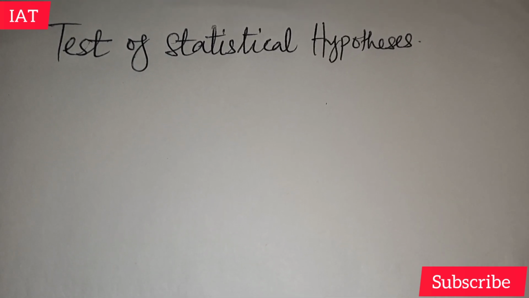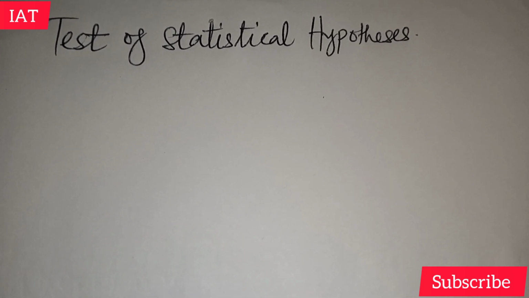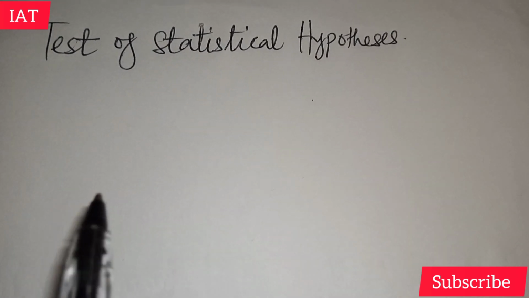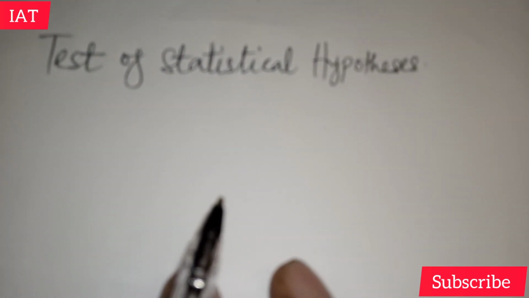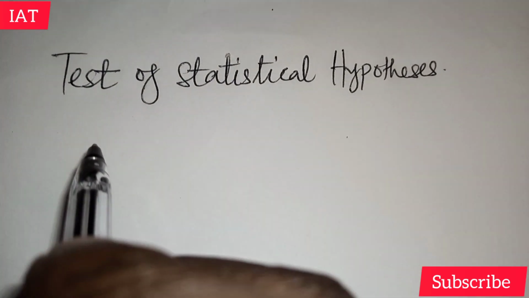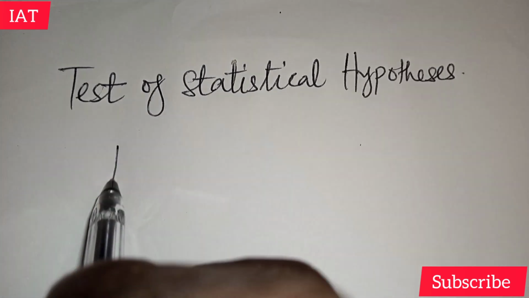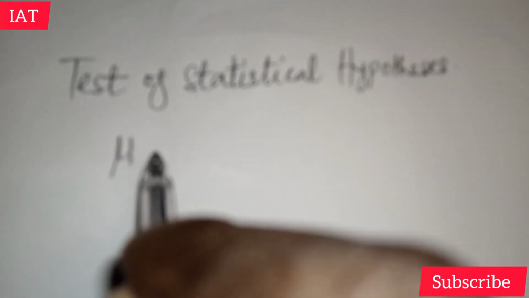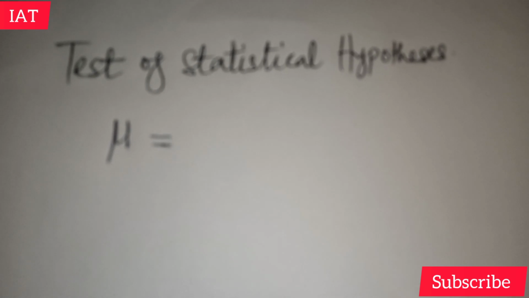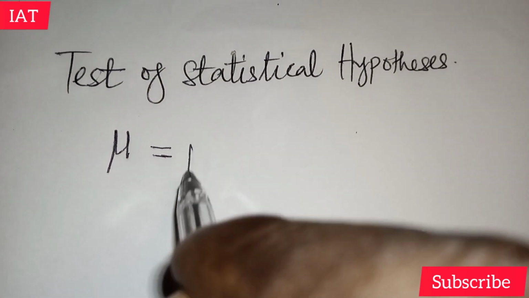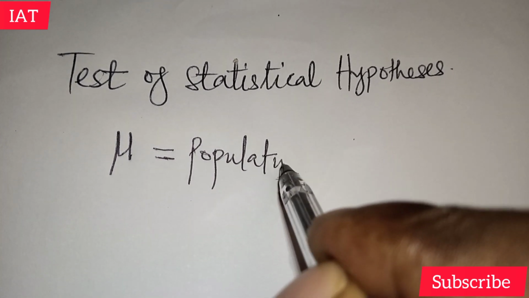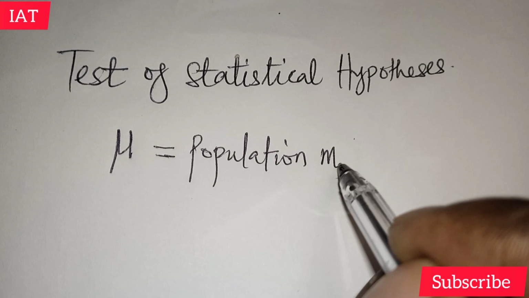So I would like to start off with the basic symbols used in inferential statistics, and then I will streamline it to this test of statistical hypothesis. Alright, the first one I want to introduce to you is this mu. And what exactly does this represent? This stands for population mean. So let's put it down so that it will help you to gain basic understanding about this course.